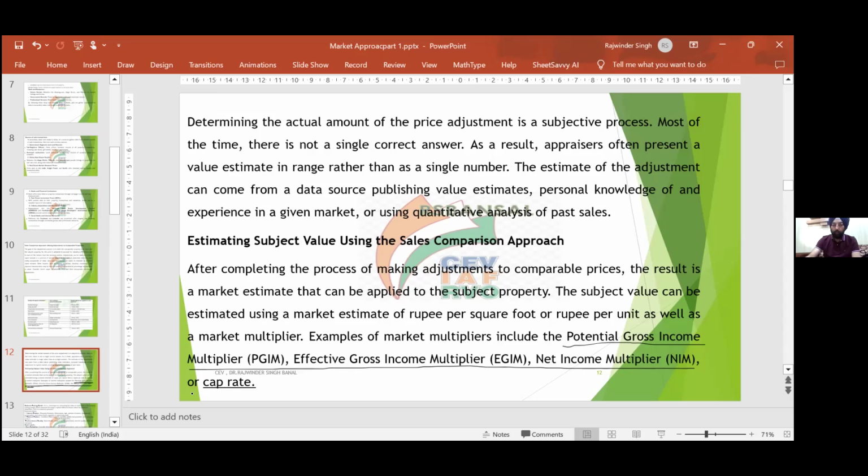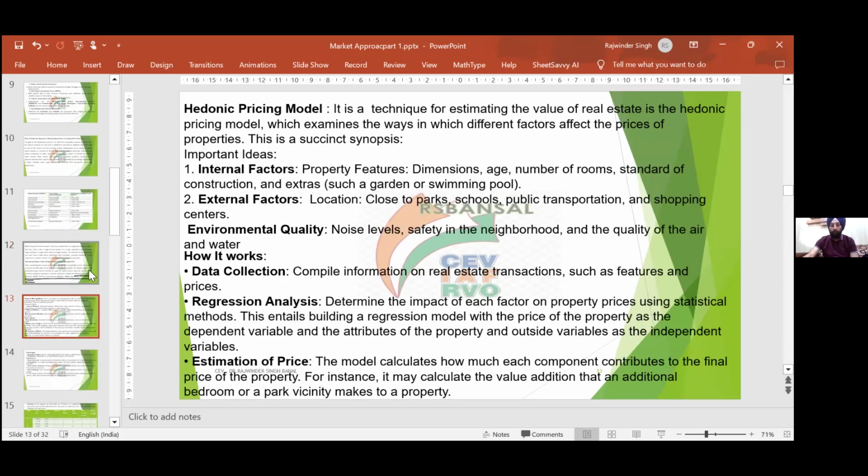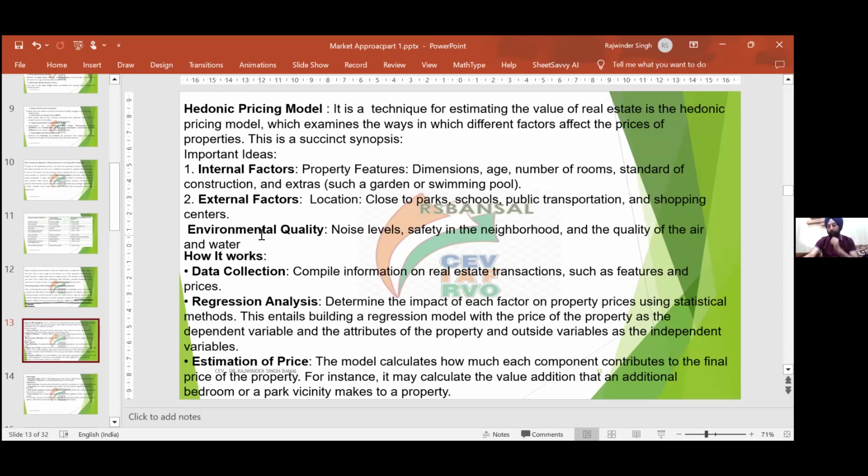These four factors you have to find: potential gross income multiplier, effective gross income multiplier, net income multiplier, and capitalization rate. So we will be doing one example, then these things will be clear.